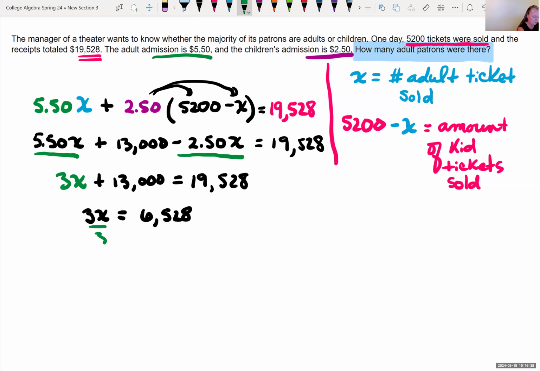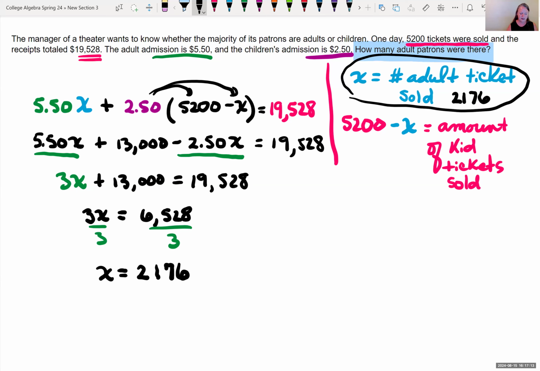So let's divide both sides by 3. We probably can do this without a calculator. Well, I know 3 goes into 6 twice. 3 goes into 5 only once, but I have a remainder of 2. So I'd have 22. 3 goes into 22 7 times with a remainder of 1. So 3 goes into that 18 6 times. So it looks like the number of adult patrons, or the number of adult tickets sold, was 2,176 tickets. And then if we wanted to find the number of children tickets sold, we would just subtract that number from 5,200.